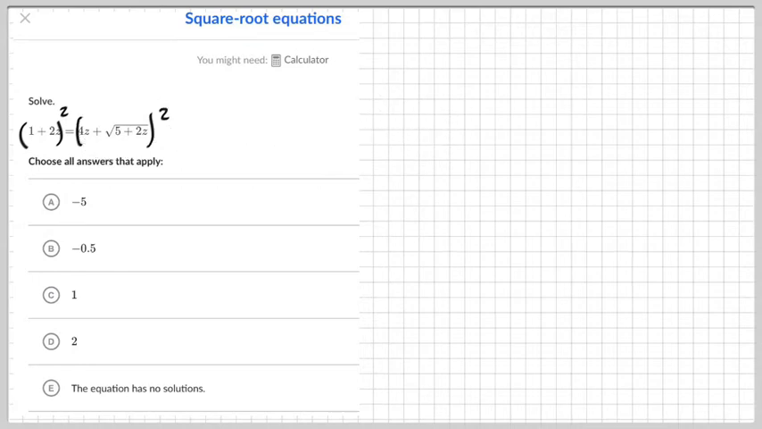So I'm going to press pause on my recording right here for you guys, and you guys are going to try to do it yourself before I do it. All right, here we go. The first thing we're going to do is get that 4z to the other side. So I'm going to subtract 4z from both sides, and this is what I got.